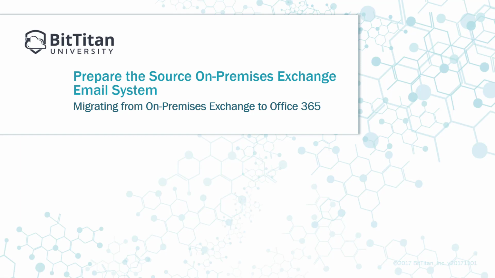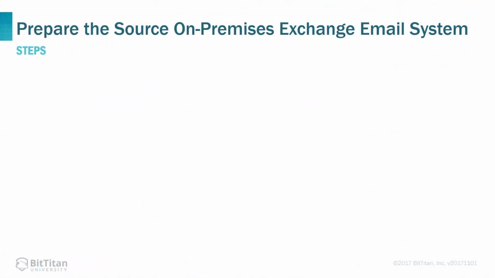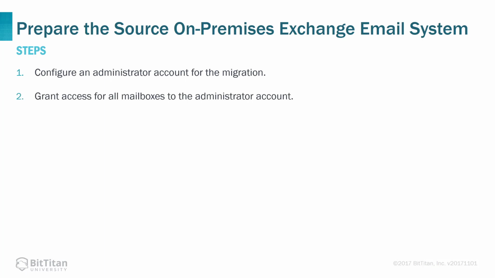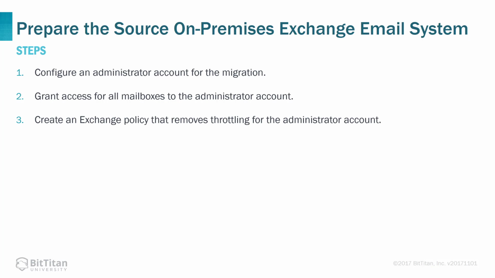Let's get started. To prepare an on-premises Exchange system for migration, complete each of these steps. Configure an administrator account for the migration. Grant access for all mailboxes to the administrator account. Create an Exchange policy that removes throttling for the administrator account. And verify accessibility of the administrator account using Exchange Web Services, that's EWS for short. We will perform each of these steps during this module.